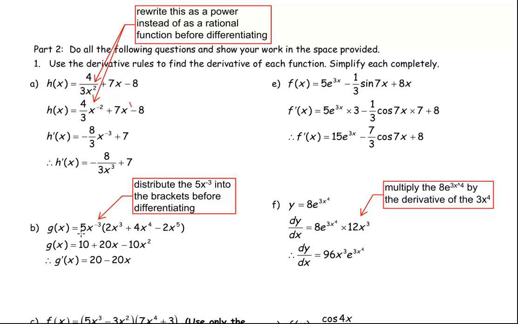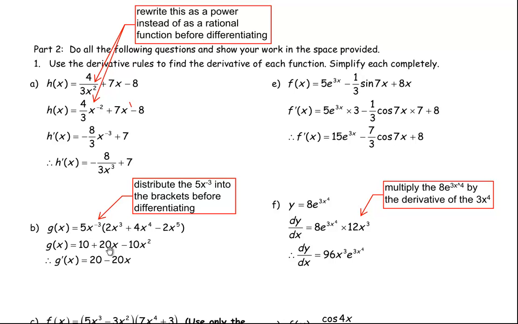For question B, g of x equals 5x negative 3 times this trinomial. So you could use the product rule here, but my suggestion would be to expand that 5x to the negative 3 into this trinomial and then differentiate. So when you multiply these, 5 times 2 is 10. X to the power of negative 3 times x to the power of positive 3. Remember, we're multiplying things with the same base, which is x. So you add the exponents. So negative 3 and 3 add to 0. So that's why it's just 10. You could write it as 10x to the 0, I suppose, but you don't really need to write the x to the 0. So 5x negative 3 times the 4x to the 4th.